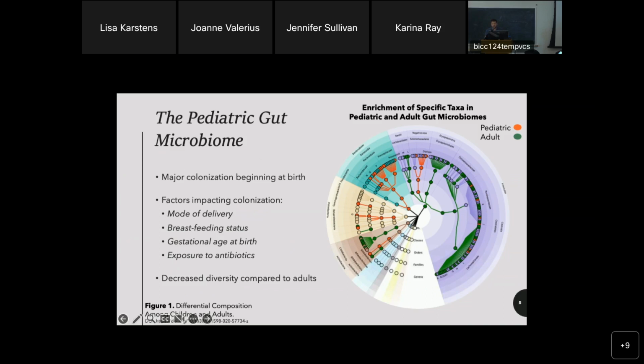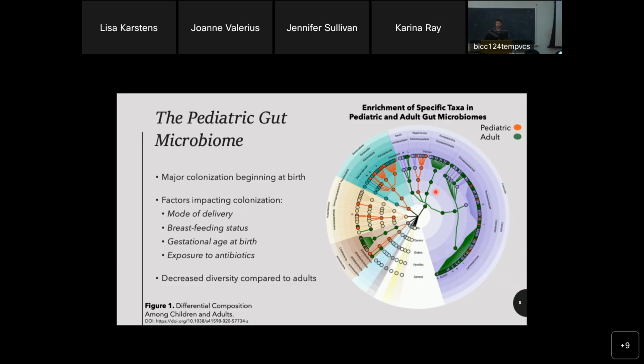Since the colonization begins at birth and the composition continues to develop until the onset of puberty, we see a decreased diversity in the pediatric gut microbiome compared to the adult gut microbiome. And this plot here shows the specific microbial taxa that are differentially expressed in the pediatric and adult gut microbiomes, where orange represents those microbes that are enriched in the pediatric population in this study, and green represents those microbes that are enriched in the adult population from this study.